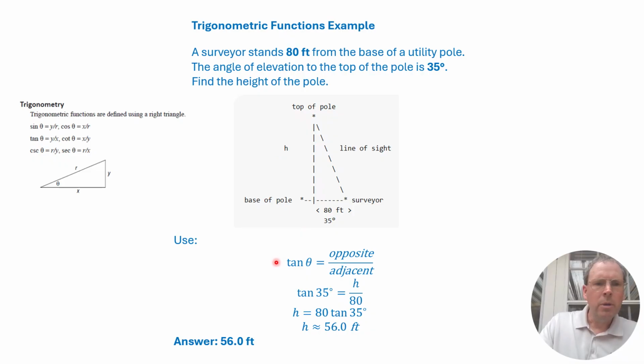So set up your tangent equation up here, so it's the opposite over adjacent. So the tangent of 35 is going to be h, which is the opposite side, and the adjacent side is the 80. Solve for h, and you get h is equal to 56 feet.